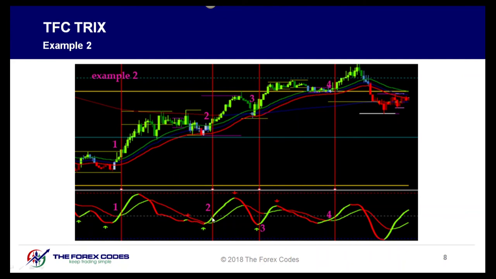The Trixes go green again, the fast Trix goes through zero. Price has bounced off support. You've got light green on there at 0.2. You go long again.